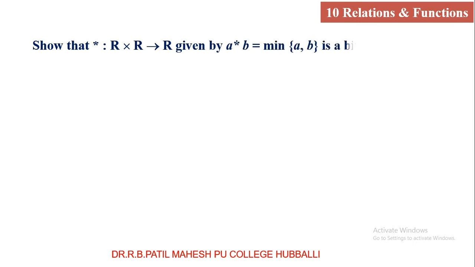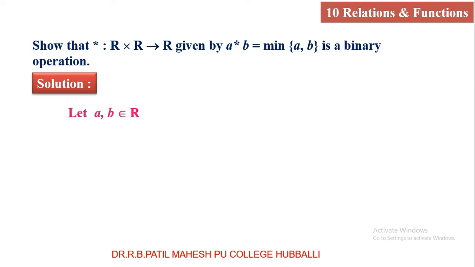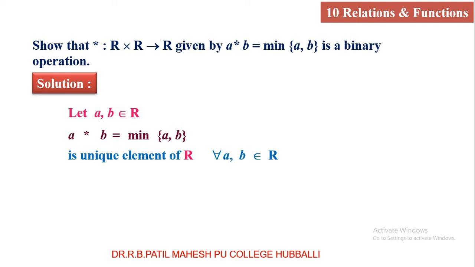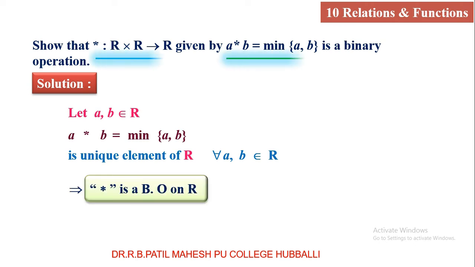Show that star from R cross R to R given by A star B equal to minimum of A comma B is a binary operation. Let A, B belong to R. We are taking the solution. A star B is equal to minimum of A, B is a unique element of R for every A, B belongs to R. Definitely the minimum of A and B gives us a unique element. Therefore, this is a binary operation on the set of real numbers.